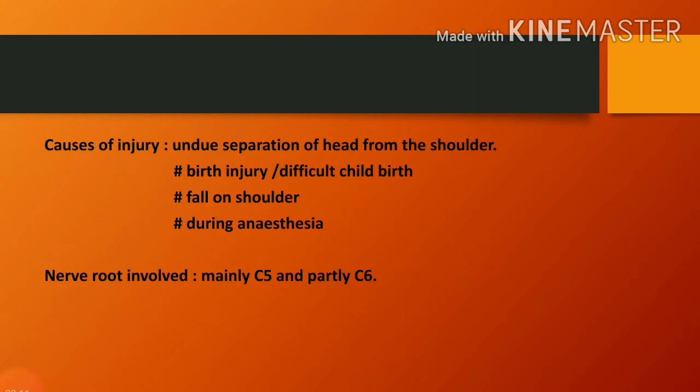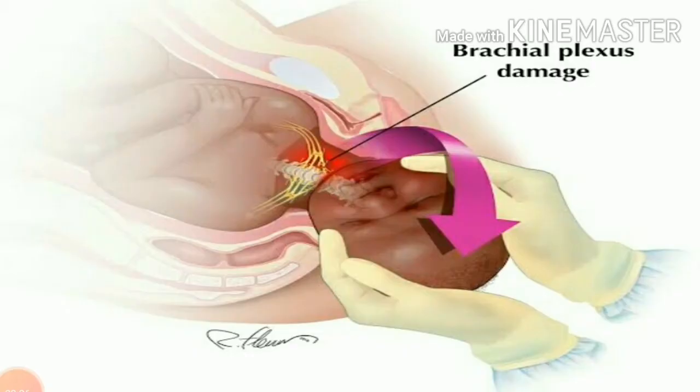So which nerve roots are mainly involved? The nerve roots mainly involved are C5 and partly C6. Yes guys, C5 and C6 combine to form the upper trunk, so it's normal to understand that it is going to include mainly C5 and partly C6. Okay, so you are seeing the picture of difficult childbirth leading to a brachial plexus injury.